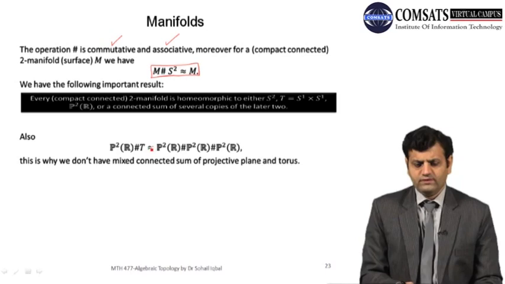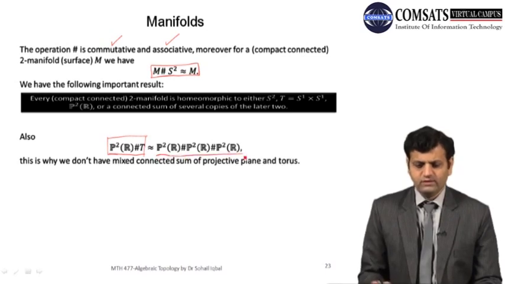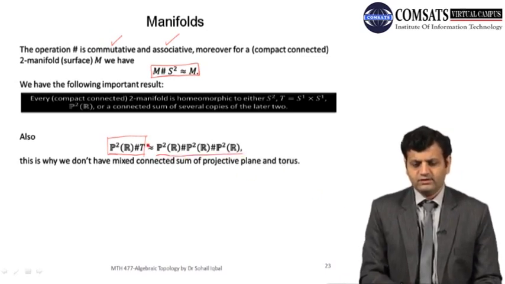Okay, and also we have the following relationship: the connected sum of the real projective plane and one torus, so a torus with one hole, is homeomorphic to the connected sum of 3 copies of the real projective plane. So that's why we can't have mixed connected sums of real projective plane and torus.